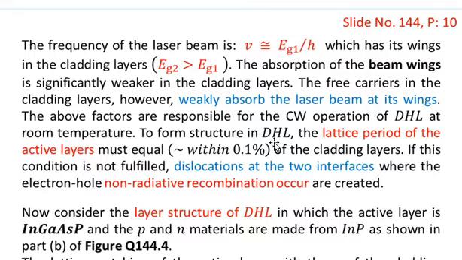To form the structure in DHL, the lattice period of the active layer must be equal to within 0.1% of the cladding layers. If this condition is not fulfilled, dislocations are created at the two interfaces, where electron-hole non-radiative recombination occurs.